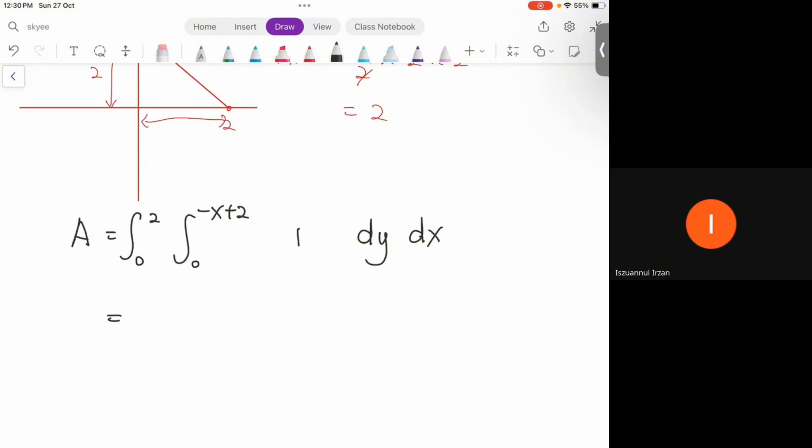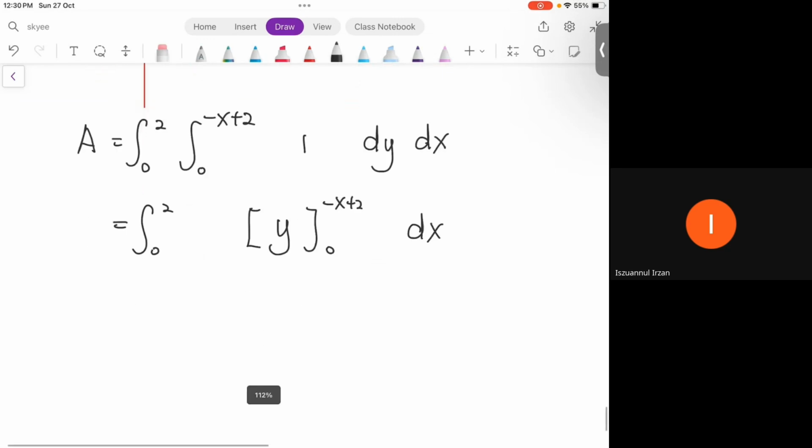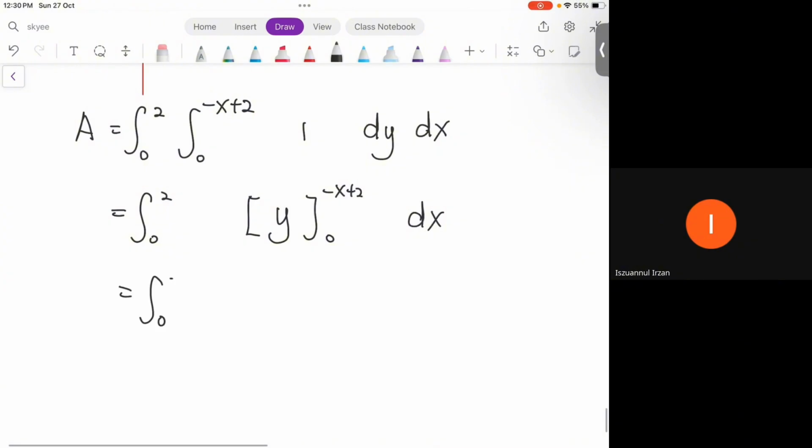When I solve this, 1, when you integrate, it will become y. So negative x plus 2, 0, and then dx. 0 to 2, negative x plus 2, dx. Now you press your calculator and see what you will get.